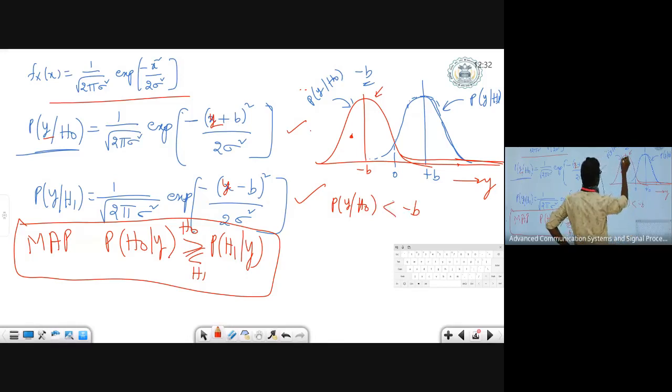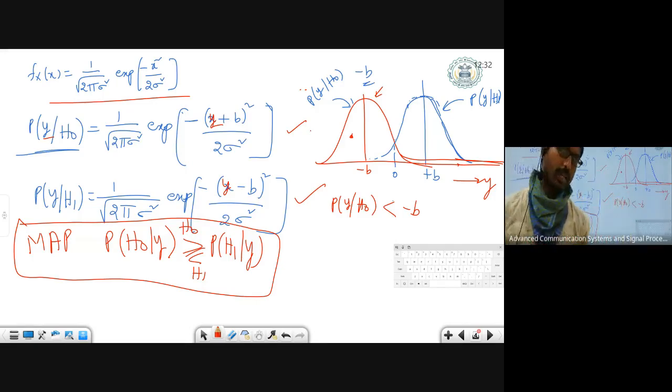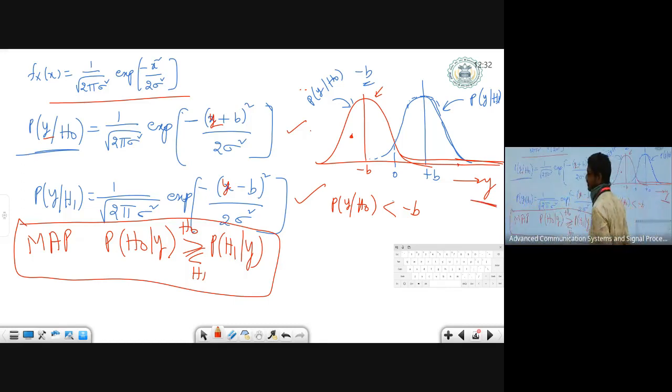For suppose b is equal to 10, then minus 10. Y can take any values from minus infinity to plus infinity. So what is the probability that y will take values less than minus 10 when minus 10 has been transmitted? Since b is equal to 10, we are transmitting minus 10 at the transmit end. So what is the probability that the receiver will have values less than minus 10? Less than minus 10 means minus 11, minus 12, minus 13, minus 14, all those values. If you would like to calculate it, just calculate the area under this. That's it.